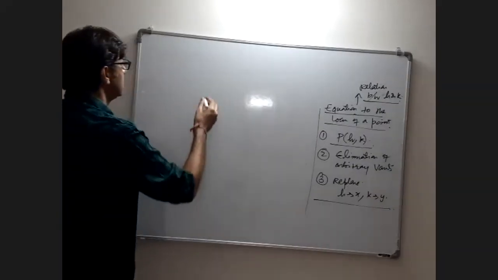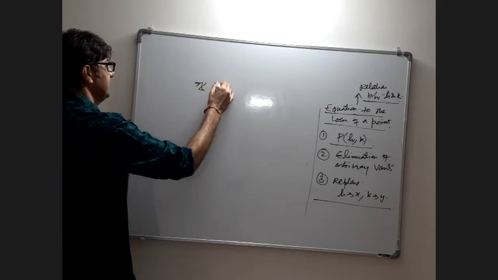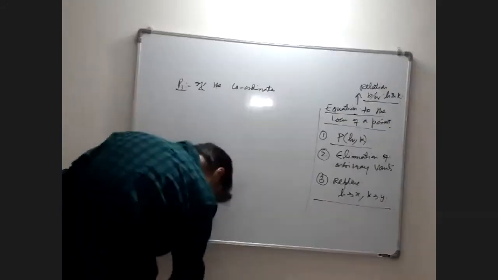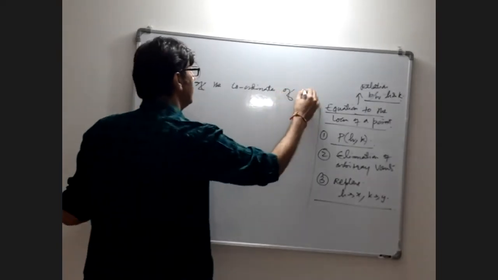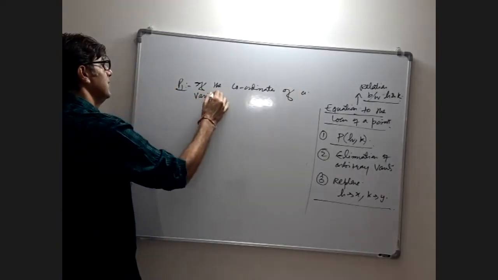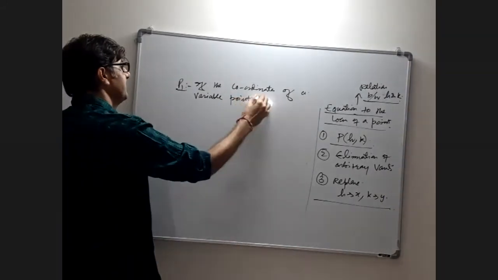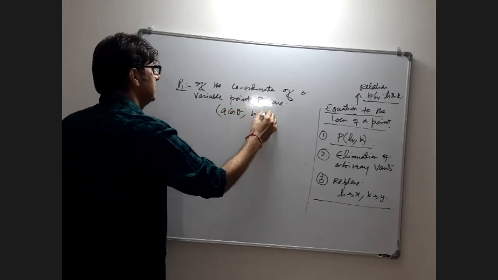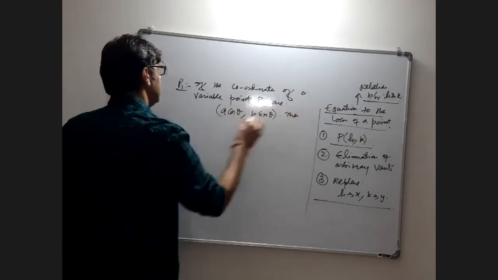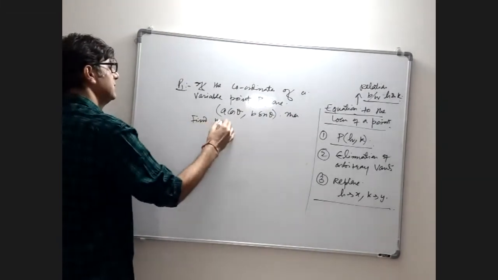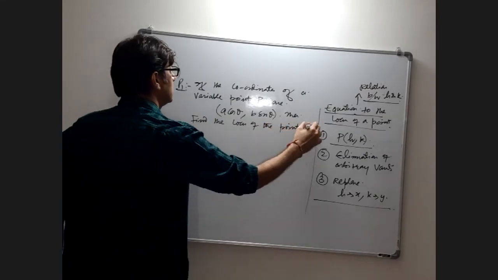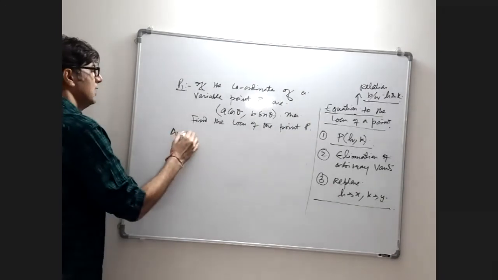Problem 1, देखिए, if the coordinates of a variable point P are a cos theta and b sin theta, then find the locus of the point P. Find the locus of the point P. Now, how can we do this?